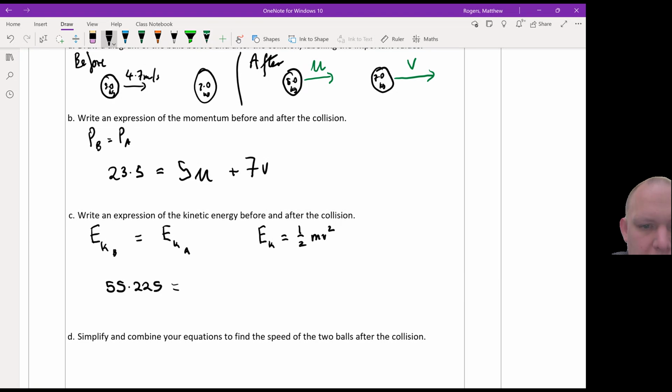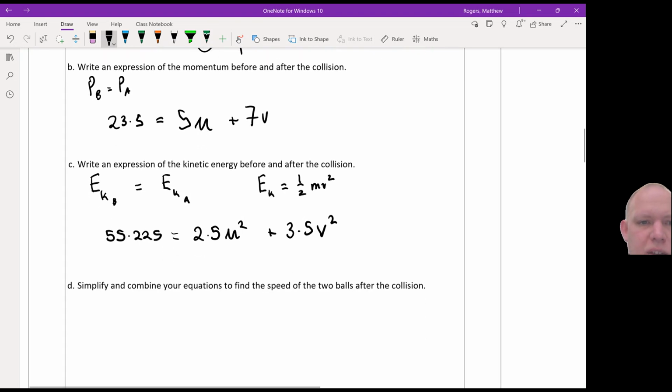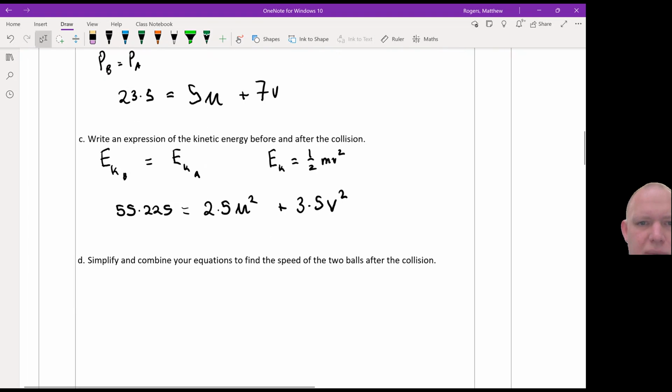So that should be the kinetic energy before, half times 5 times 4.7 squared. Afterwards, we've got half times 5 times u squared, so that's 2.5 u squared, plus half times 7 times v squared, so that's 3.5 v squared. So now we've got two equations in u and v, numbers 1 and 2.